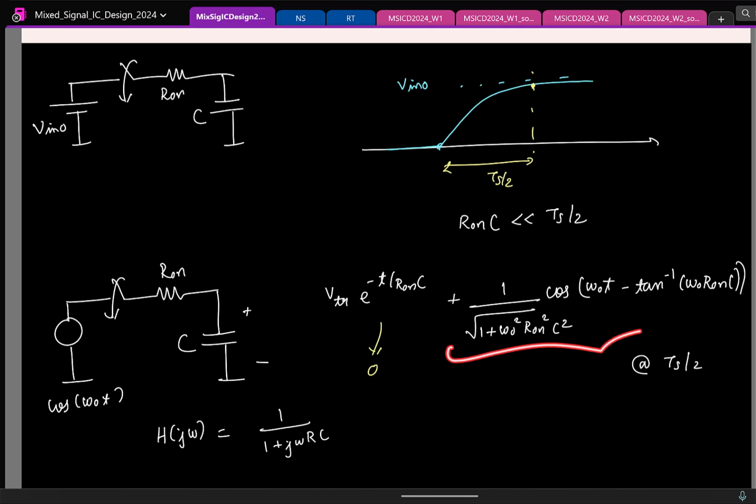Basically, what do you want this term to be exactly? You want the amplitude to be 1, phase to be 0. So to guarantee that, what should you do? You need to ensure that this factor is as small as possible compared to 1. That's what you want. Cool.